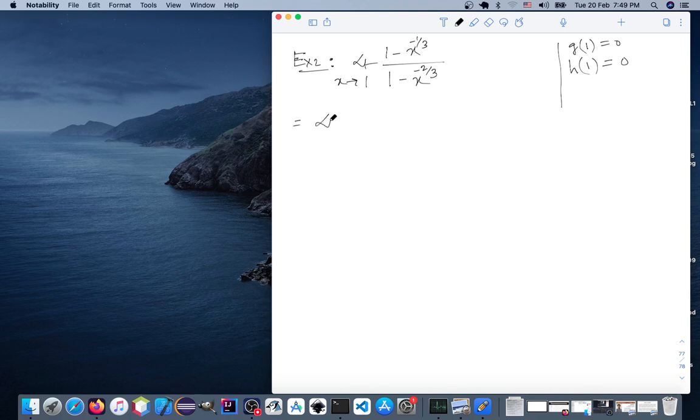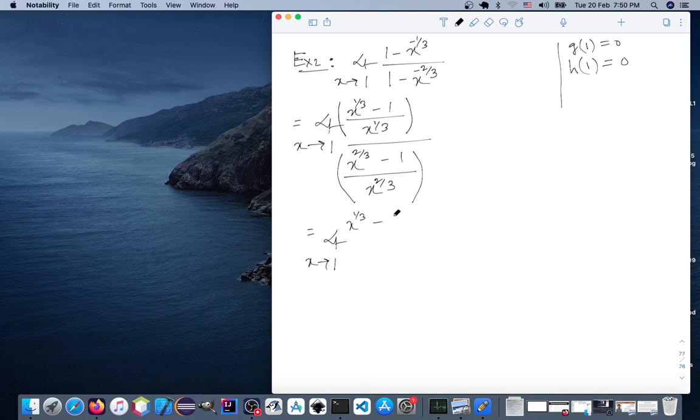So this becomes, x tending to 1, if we simplify it, x to the power 1/3 minus 1 divided by x to the power 2/3 minus 1, and we have the x to the power 2/3 goes in the numerator and x to the power 1/3 comes in the denominator, so it becomes, what it becomes, 1 by 3.